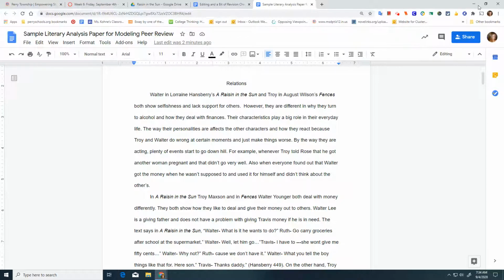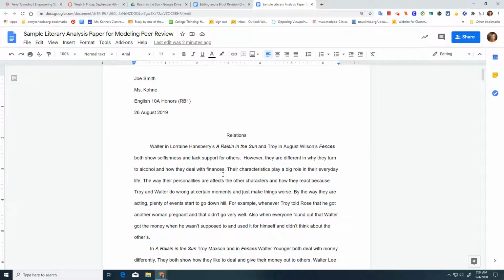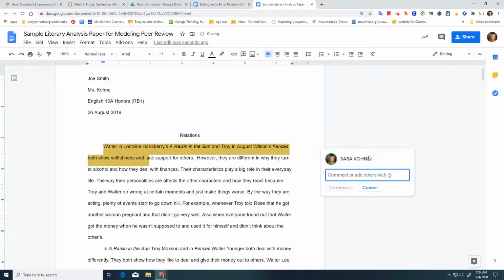So first of all, I don't see much of a lead-in to bring the reader into the idea of what this writer is writing about. I would maybe make a comment to the writer: I would add a lead-in to bring the reader into the idea of your paper.